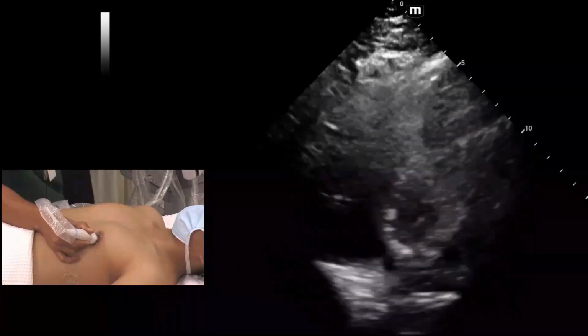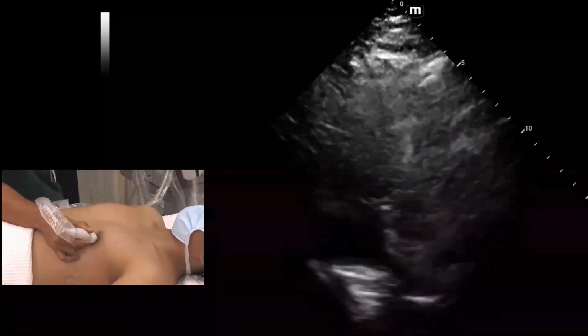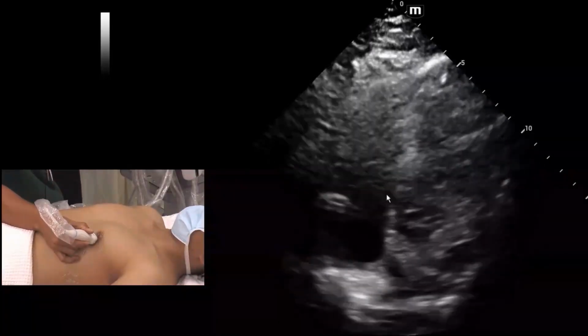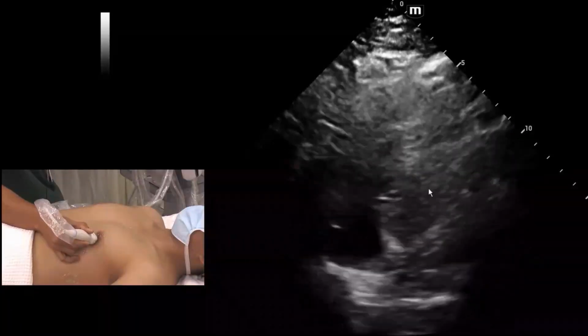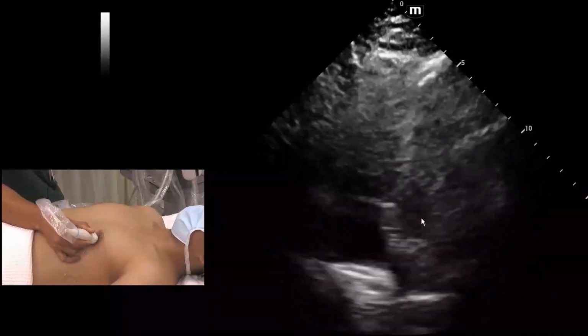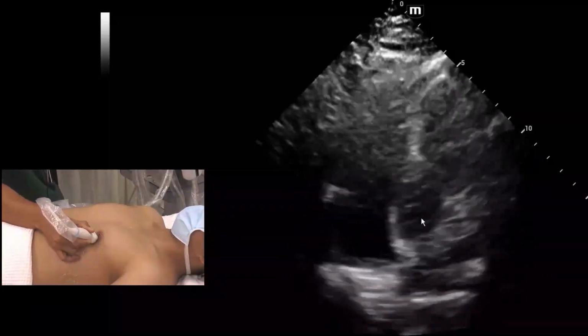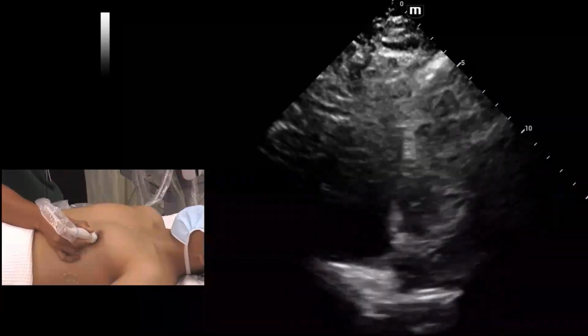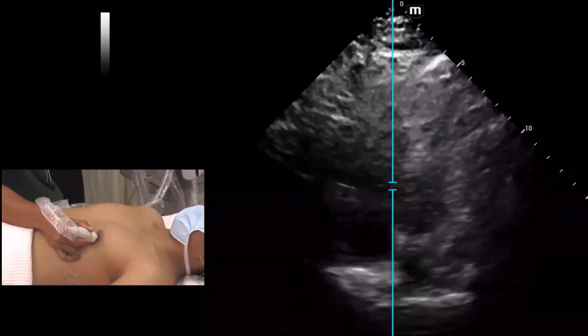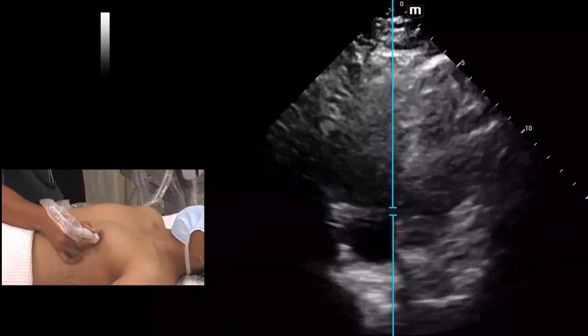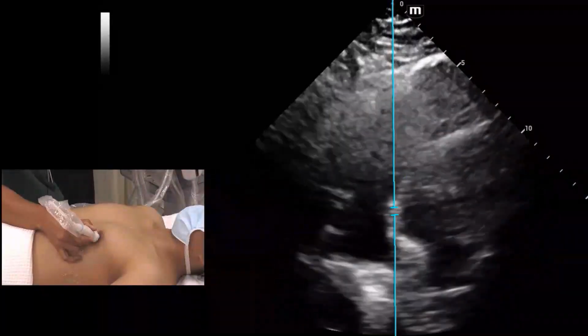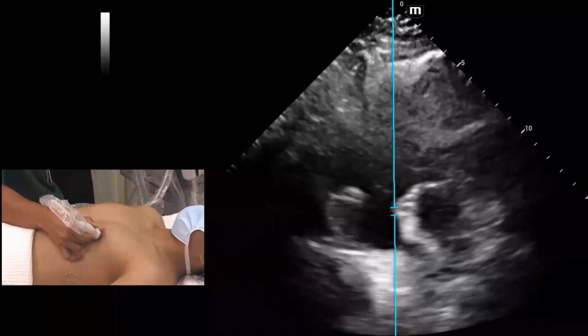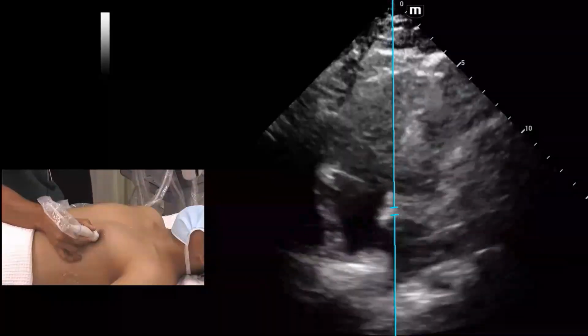Don't care so much about the structure, because your focus will be on this LVOT. So try to put the cursor at the tip of the aortic valve, PW. That's the PW. Can you see that?